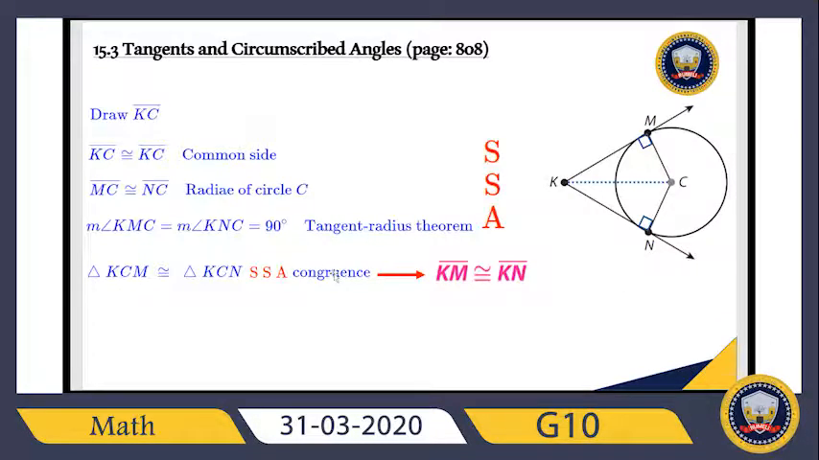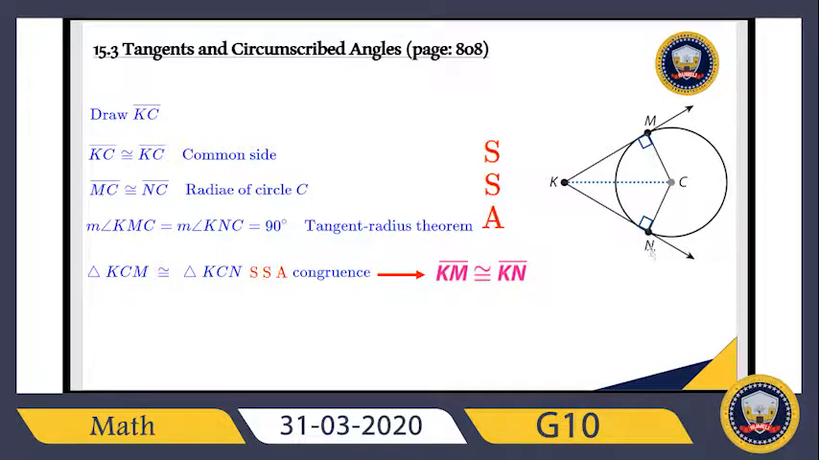All right, what I'm going to do here is draw this segment KC. Now, the question said, using congruence of triangles, prove that KM is congruent with KN. So, drawing this line shows me two triangles here. Now, I have KC, which is a common side. So, this is the congruence of one side. And I have MC congruent with NC.